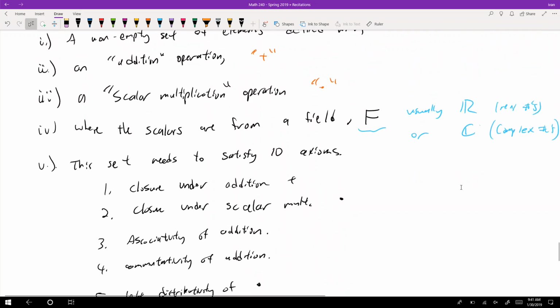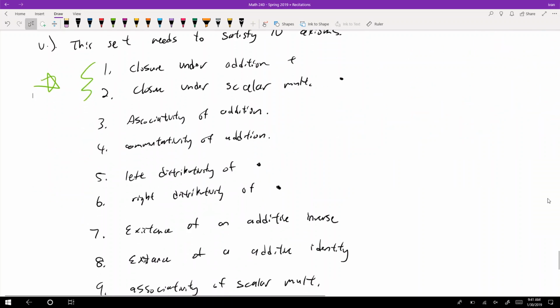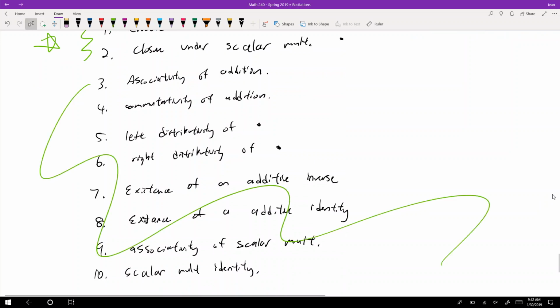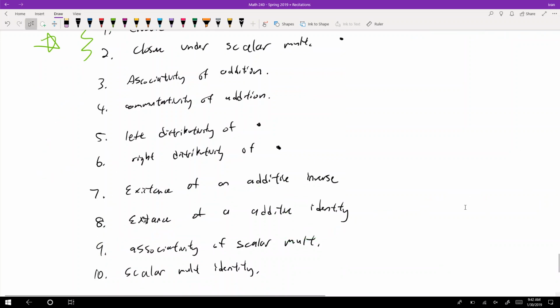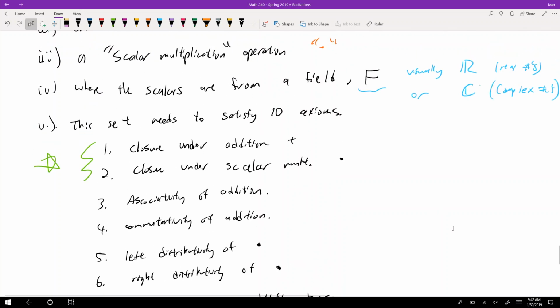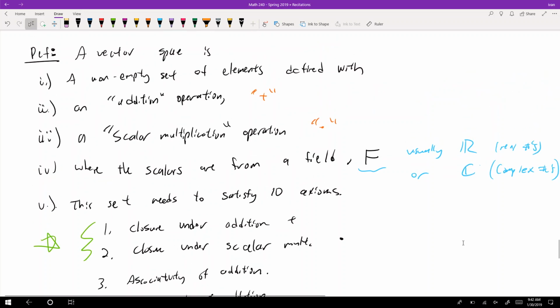But the only ones that we really care about are these first two. That's because if we show that a set is closed under addition and closed under scalar multiplication, that's usually enough to deduce that this is a vector space. So a lot of this stuff on the screen right now might sound like absolute garbage. Like, what is all of this? Don't worry about it. Once you see more of it, it'll make more sense. But let's talk about the first two: closure under addition and closure under scalar multiplication.